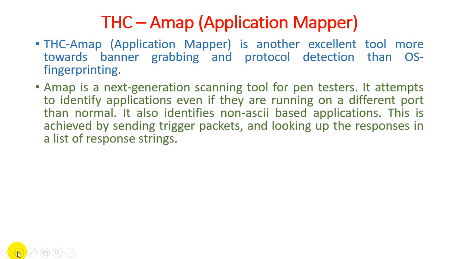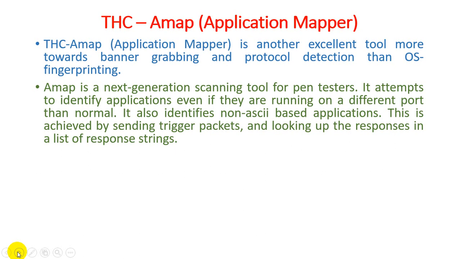AMAP is the next generation scanning tool for pen testers. As in my previous video lecture, where we discussed another penetration testing tool known as NCAT. It attempts to identify applications even if they are running on a different port than normal. It also identifies non-ASCII based applications. This is achieved by sending trigger packets.